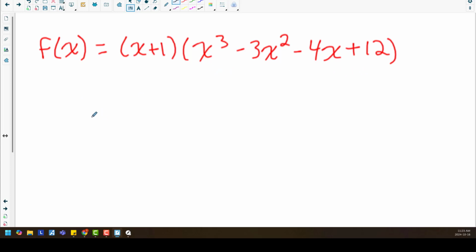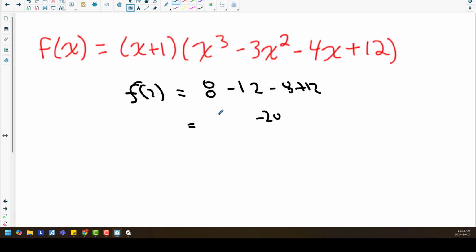Let's try 2. So 2 cubed is 8. So f of 2 is equal to 8 minus, what's 2 times 2? 4. 4 times 3 is negative 12. Negative 8 plus 12. And hopefully you can see that the negative values are negative 20 and the positive values are 20. That's equal to 0. So that means 2 is a factor.